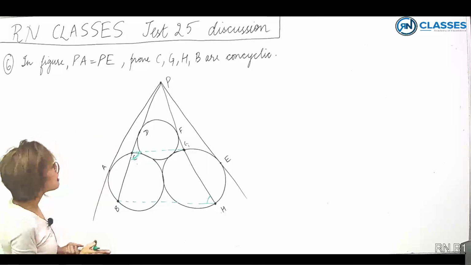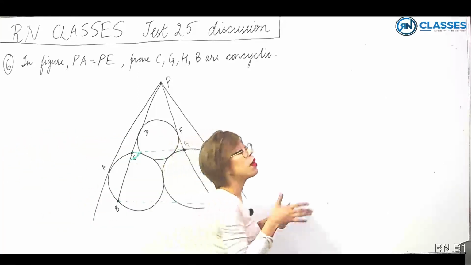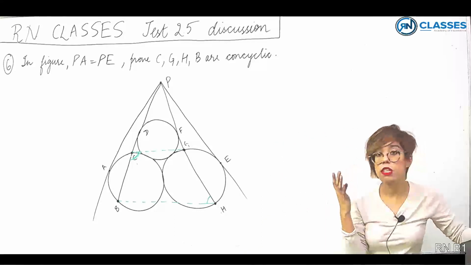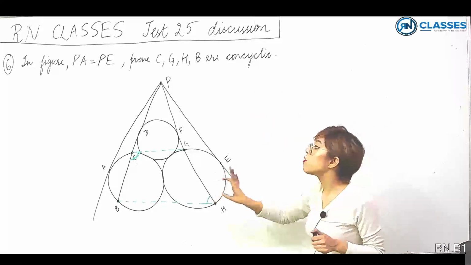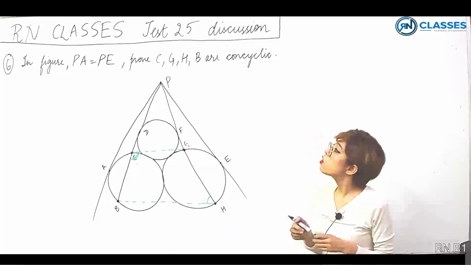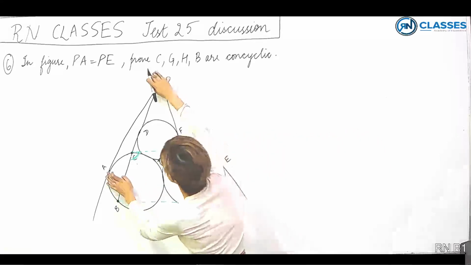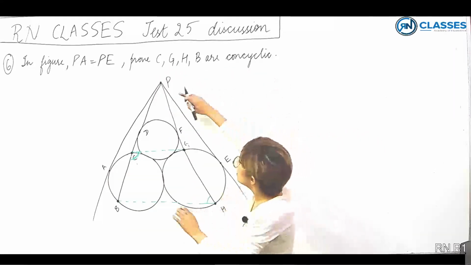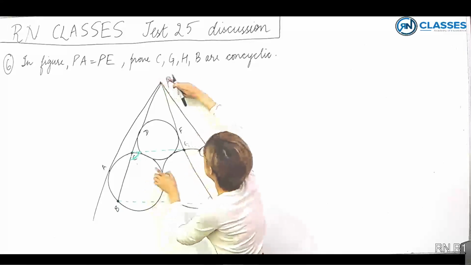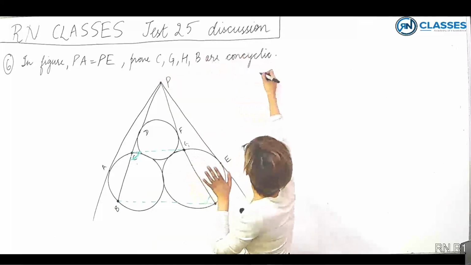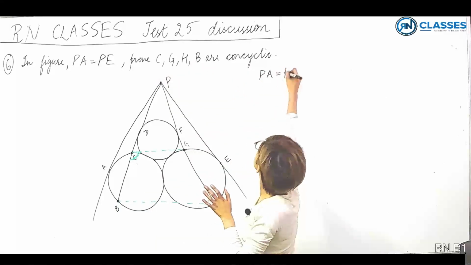Okay. So this I have analyzed. What needs to be proved, I have just analyzed it. Now, let's use the given part. PA is equal to PE, right? This is tangent to this circle and this is tangent to this circle. Okay, so I have to make use of this.